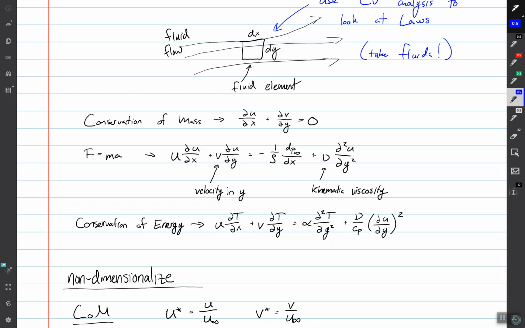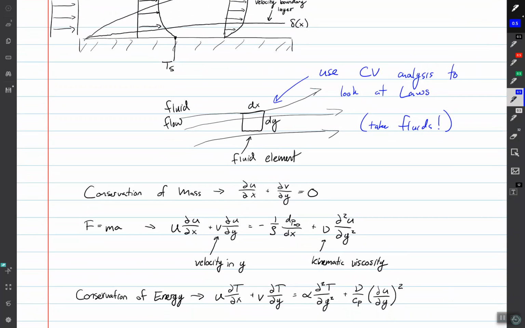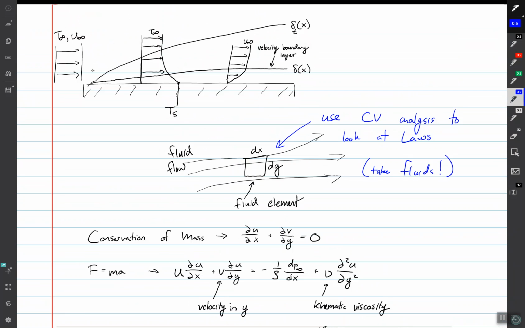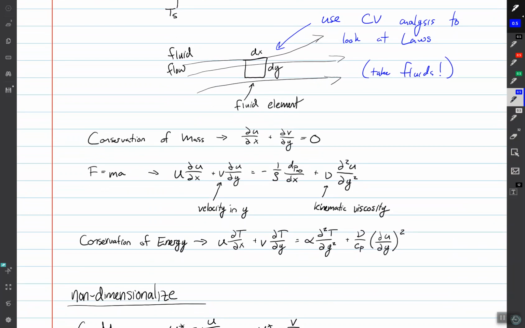Okay. If we simplify these equations, as we've talked about before, the main assumption that we're making is that things like temperature are changing faster in y than in x, so that the y derivatives are going to be big compared to the x derivatives. We can simplify this and get these three equations.